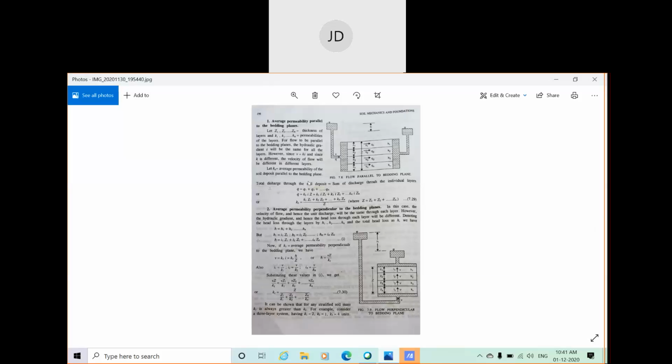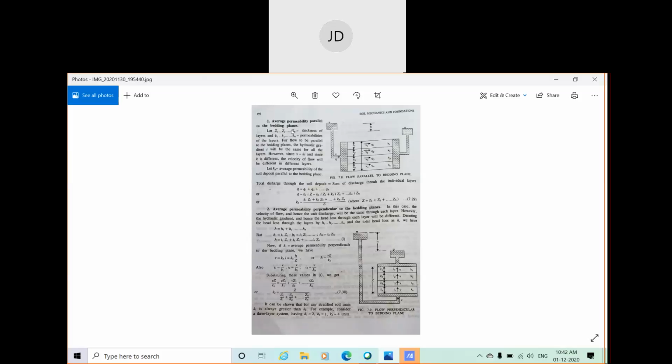So here you can see two cases are derived very clearly. This picture is also taken from Soil Mechanics and Foundations by B.C. Punmia. Author name is B.C. Punmia. So page number 196 may be here, so you can also find this one. Or if you need, I can also send this in your WhatsApp group. Fine. So let's discuss first the average permeability of soil when the flow is parallel to the bedding plane.